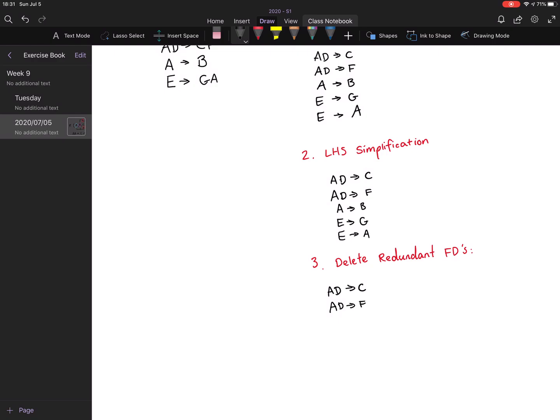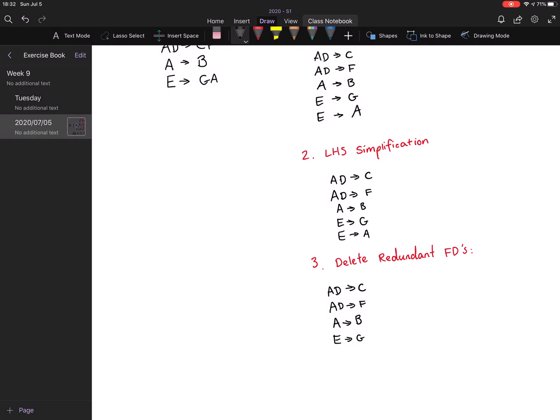Okay, A implies B. Is there another way to get B without A? No. Reflexivity. If you have B itself, then you have B itself, but that does not mean that you can imply B from anything else. So A implies B. Can you get G from anything else? No, you cannot. Which means that E implies G stays the same.